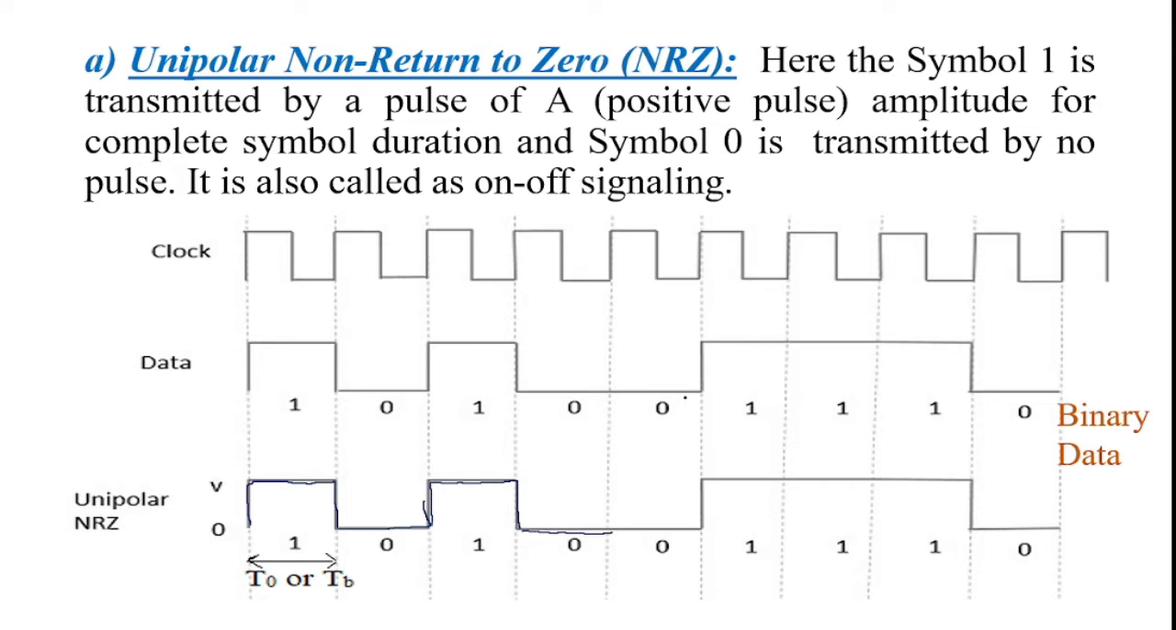And this is also low in data. There is no pulse. And this is high in data, and this is high in data, this is high in data. That high in data is represented by a positive pulse. High in data is represented by a positive pulse. And this is low in data. There is no pulse. So this is the concept of unipolar non-return to zero.